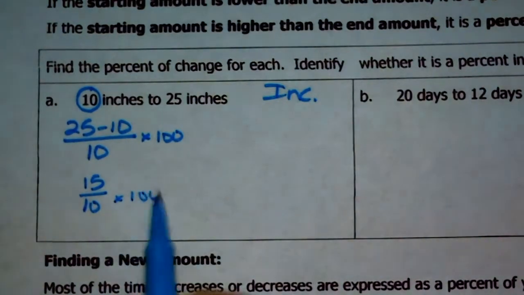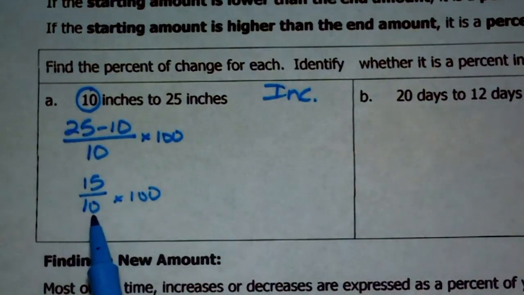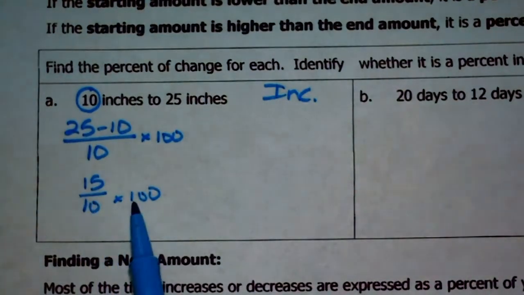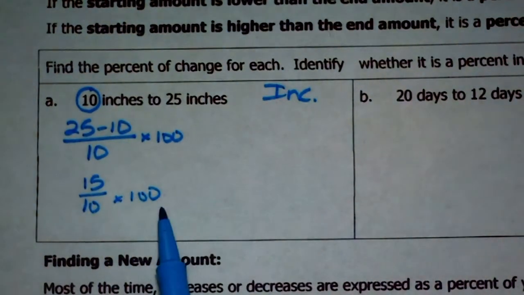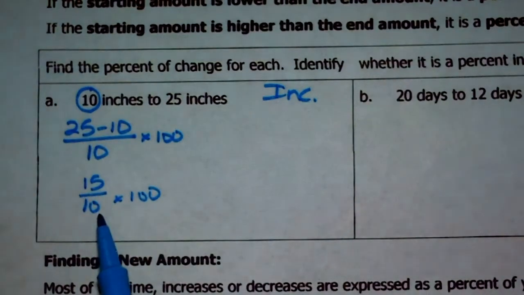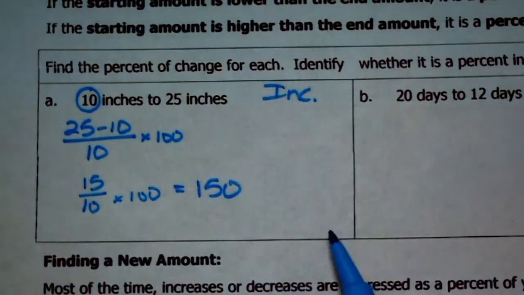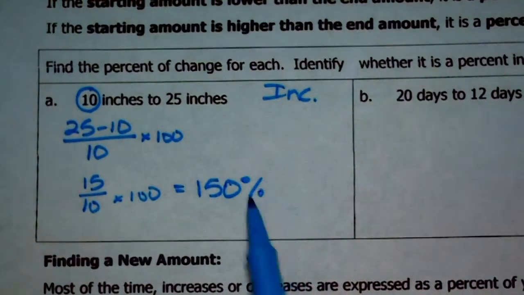And then we can take 15 divided by 10 and multiply that by 100. And if you're using a calculator, you can actually do all that in one stream because it will divide before it multiplies, because it's happening from left to right. So you can take 15 divided by 10, which is 1.5. And 1.5 times 100, yes, it's 150. Now because we just multiplied this by 100, that means 150%.